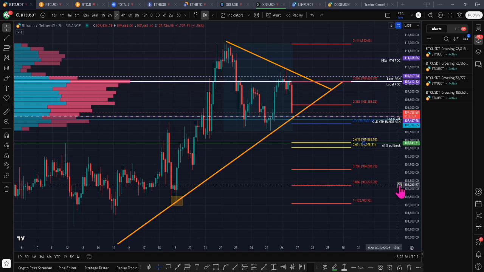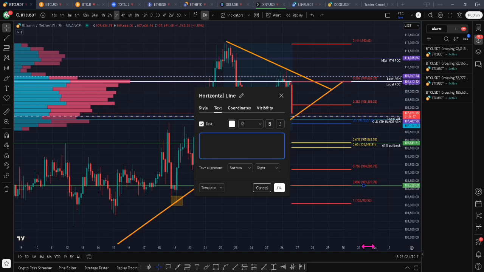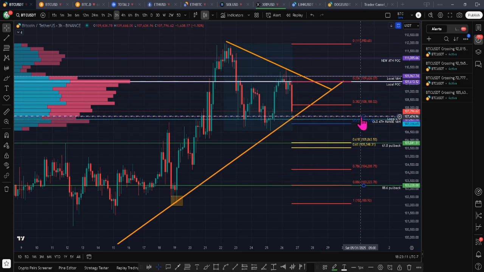Actually, I want to mark out this one too, the 0.618 pullback, because that's an ideal area we want to look at. Obviously, the level we're looking for is 107,500. Let me see if I can change that. Nope, already got executed. Okay, that's fine. Now we're going to pull down our stop loss as well. It's still in profit, but we're going to pull it to 108,250.